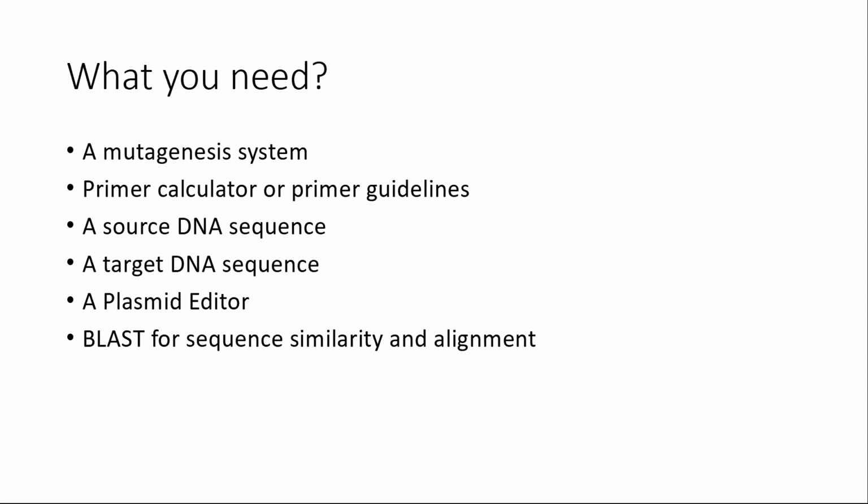So the other things you'll need is a primer calculator. These are typically included with mutagenesis systems or primer guidelines. This is more common in the protocol type situation. And then of course, a source DNA sequence, a target DNA sequence, and I like to use a program called a Plasmid editor, which is free, and then the NCBI BLAST. You can use this for DNA alignment and similarity, and for protein alignment and similarity. It would be very important when trying to identify the features you're trying to change in a particular sequence.